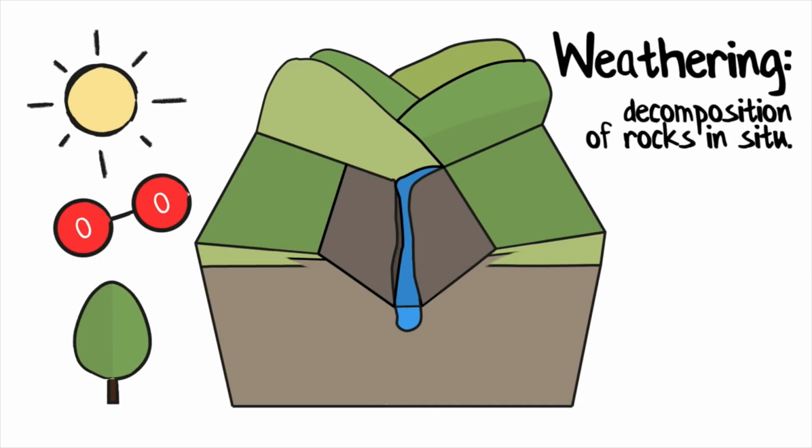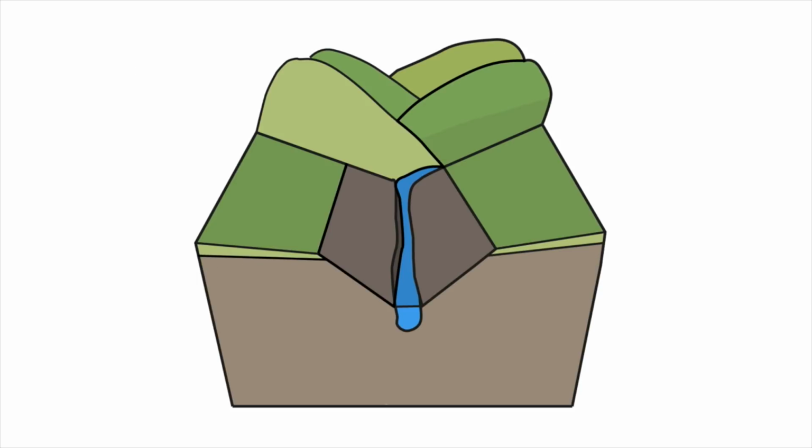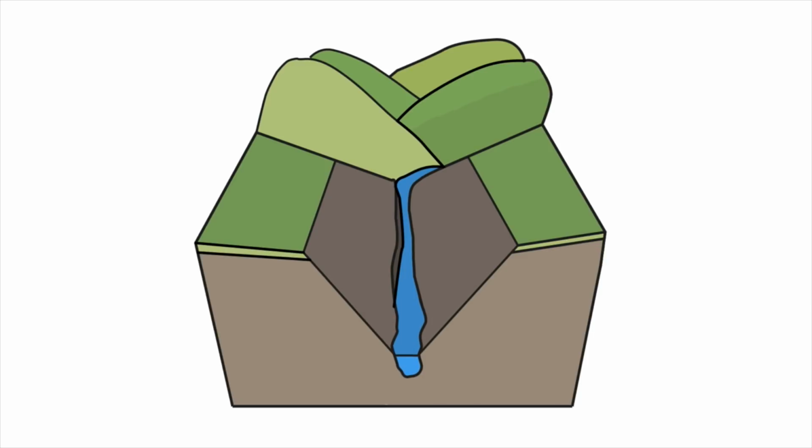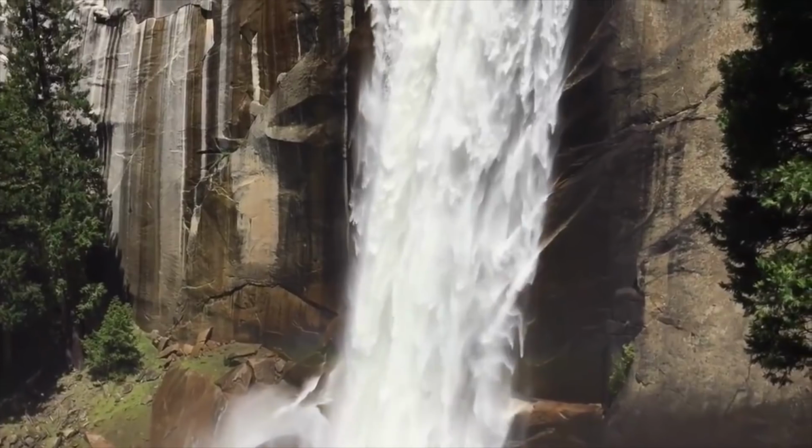When the sides begin to crumble and fall, the falling rocks help the rate of erosion and deepen the river bed even more. Later, the rocks are transported downstream, deepening and widening the valley. This is what we get: a V-shaped valley.